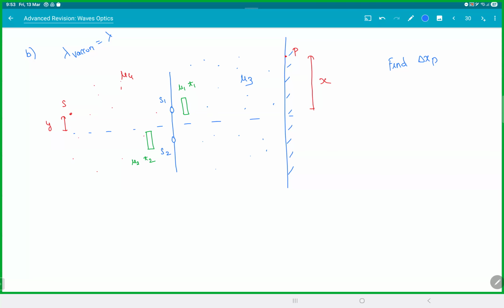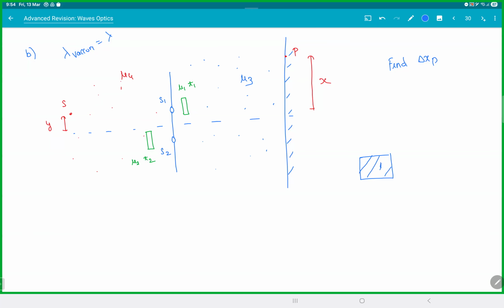So the biggest confusion comes here, when you have four mediums, mu1, mu2, mu3, mu4, how do I even start? That is the biggest confusion you face every time. So listen to the idea here. The idea is to convert everything into vacuum. Calculate all the path differences and convert all path differences into vacuum. How do you do that?